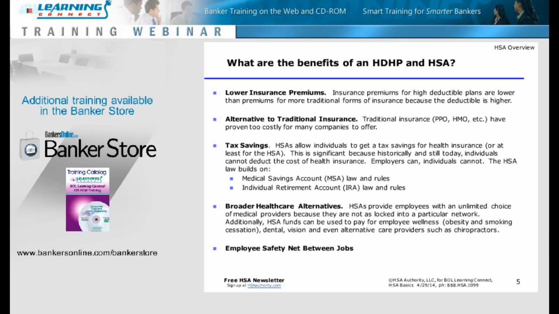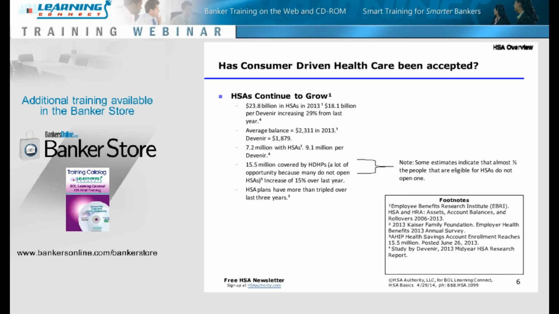Because it's high deductible, the premiums are usually cheaper too. Think of buying car insurance. A $250 deductible is more expensive than a $500 deductible, and some people drop comprehensive coverage altogether on a car, and the insurance goes even lower. So it's the same idea for health savings. It's an alternative to traditional insurance, and it's been going pretty well.